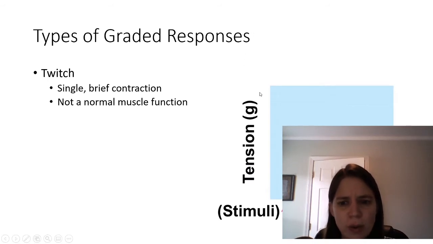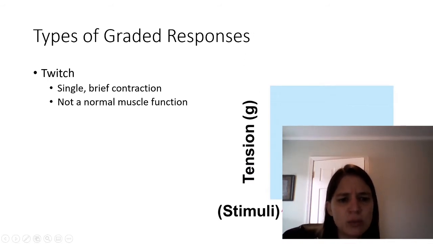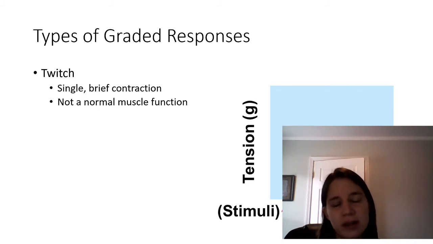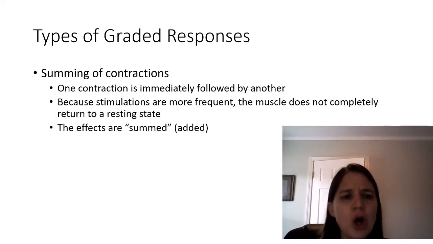So the twitch was what we saw last Thursday. This is a single brief contraction. You're not expecting that to happen normally. You'll see it in lab, when you look under the microscope, you could see a muscle fiber contract. That's not what you normally expect to see, but it's theoretically the smallest amount you can get done.